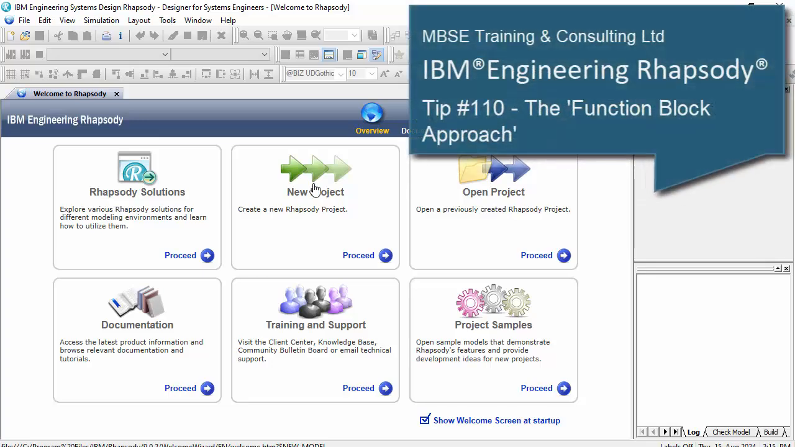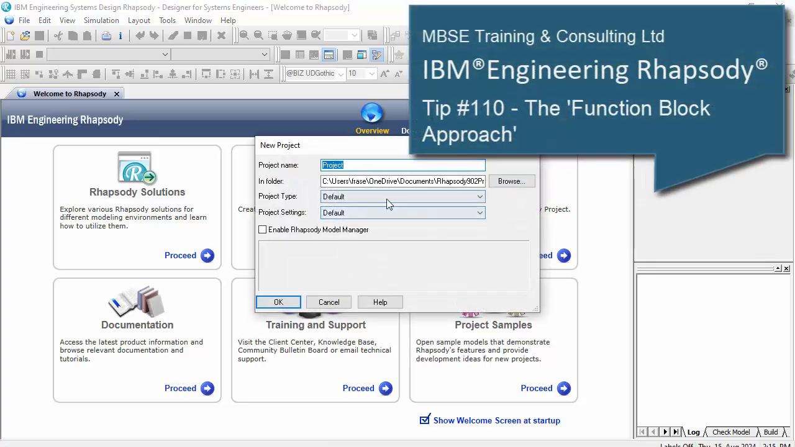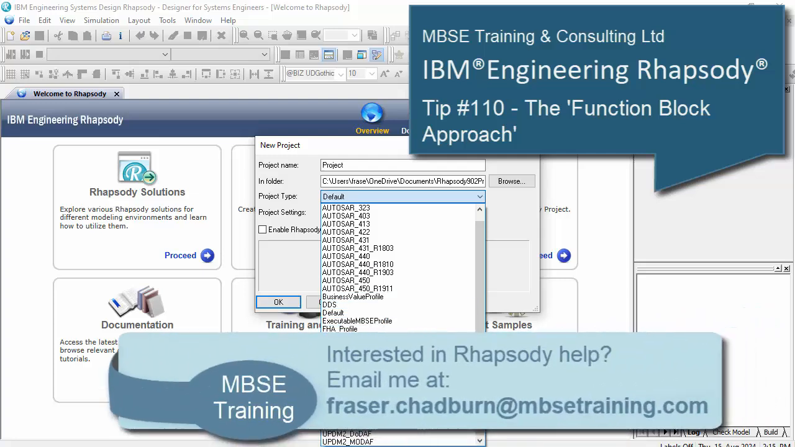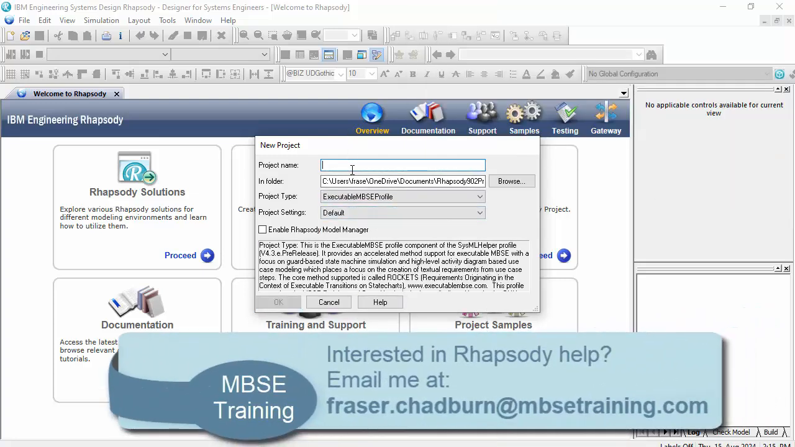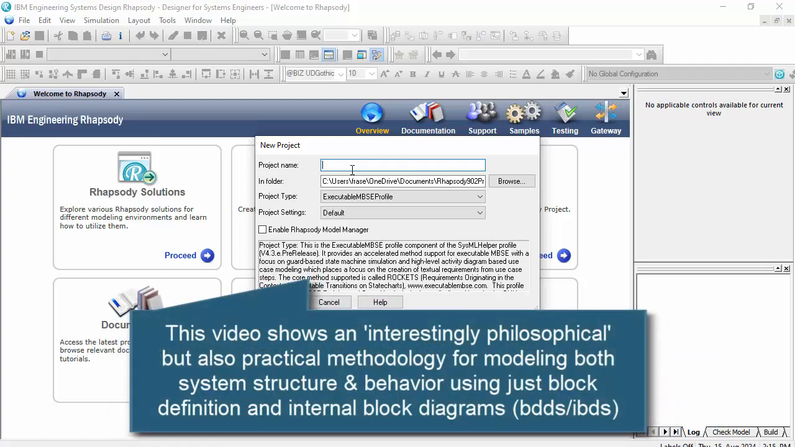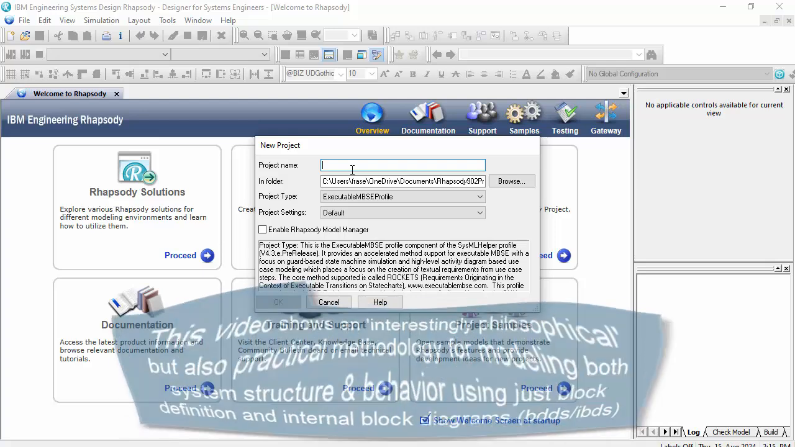So in this video I'm going to show you the executable MBSE profile again, and then I'm going to do something a bit different with this, which is to explain what are the workflows you can do with this profile without using activity diagrams, sequence or state charts. In other words, doing an entire project with just two diagrams.